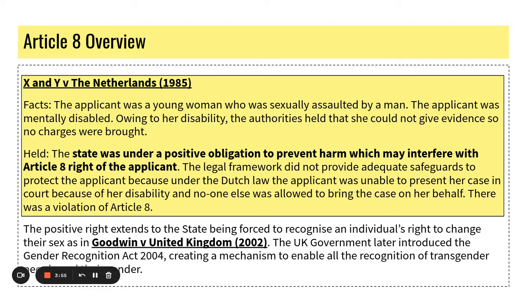So a case that shows that there is a possible positive obligation on the state, or that turns it into a positive right, is X and Y v the Netherlands. In this case, the applicant was a young woman who was sexually assaulted by a man. Because she was mentally disabled, she was not able to give evidence, and therefore no charges were brought against her aggressor. It was held that the state was under a positive obligation to prevent harm which may interfere with the Article 8 right of the applicant. Under Dutch law, there was no framework to provide adequate safeguards to those people who were unable to present their case because of their disability, and it didn't give the option of allowing someone else to bring the case on the girl's behalf. Therefore, there was a violation of Article 8.